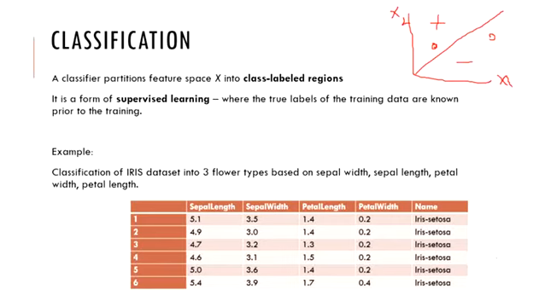So here is a screenshot of a typical training data. This I got from the Iris dataset that is available on the internet. The task over here is to classify flowers or data of flowers into 3 different types based on their sepal width, sepal length, petal width, and petal length.